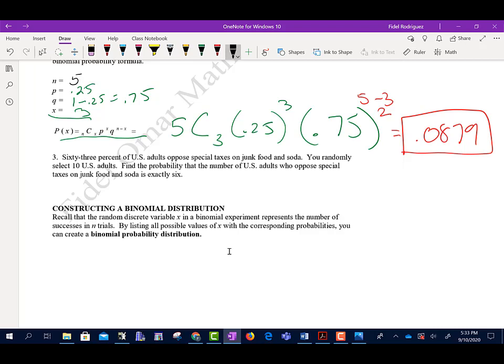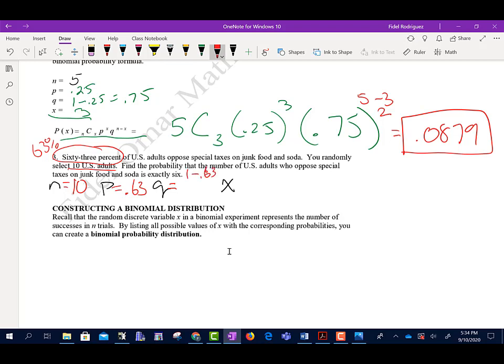Okay. So first thing we're going to do, we're going to find n, p, q, and x. Those are going to be the first things we find. So we're going to randomly select how many adults? 10, right? That's going to be my n. What's the probability that people oppose special tax on junk food and soda? 63%. So guys, remember, 63% is the same thing as 0.63, okay? So now remember, q is going to be 1 minus 0.63.